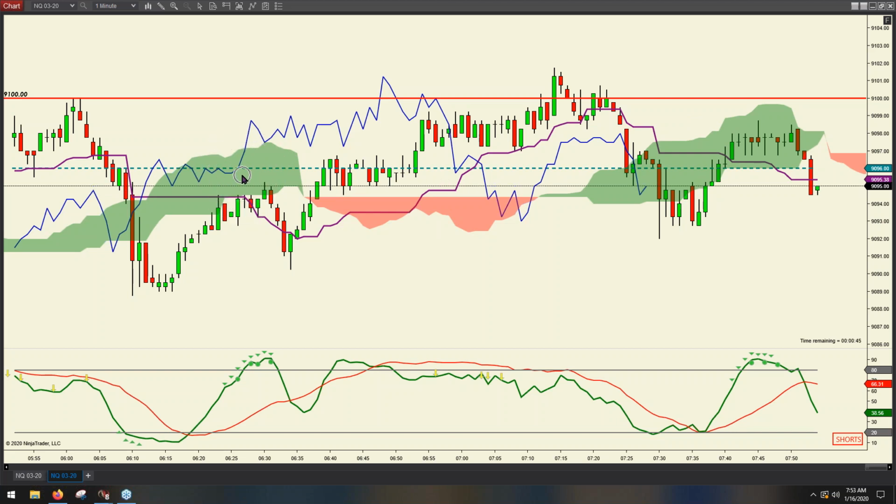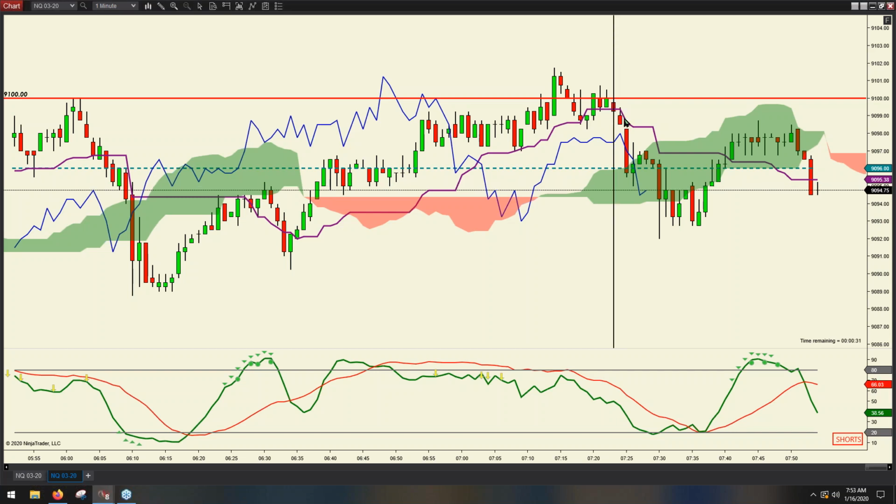So generally you're going to stay away from anything that's happening in the cloud. Or let's say here, for example, you get closed below that Kijun line right here, this purple one. I'll just mark it real quick. So if you wanted to take that, you would use the cloud area as your target, right? Because you're going against the cloud.